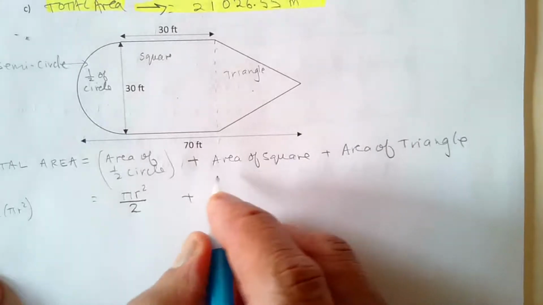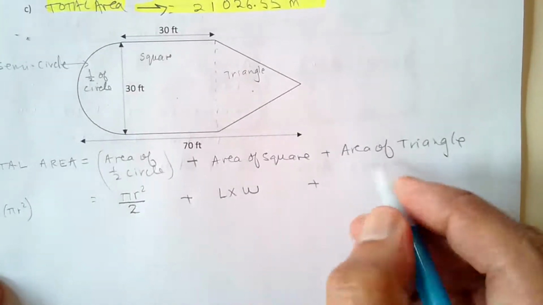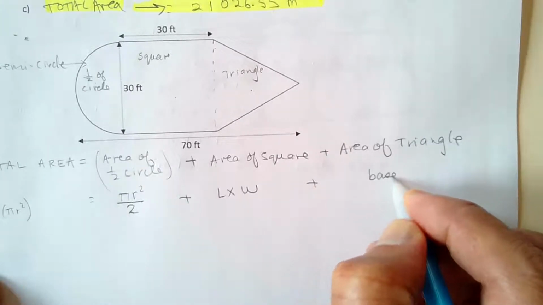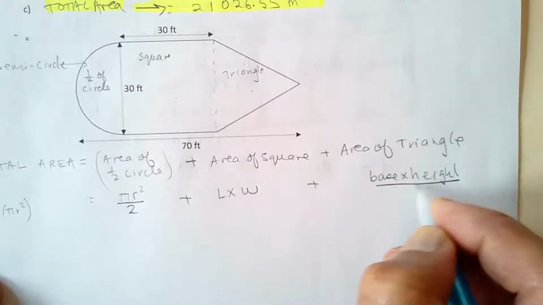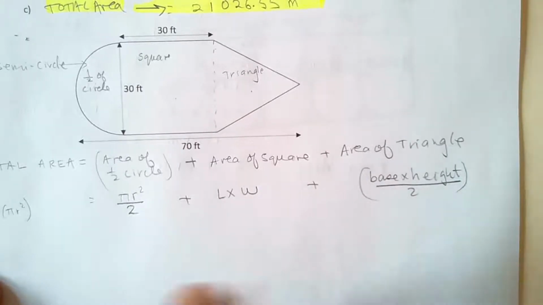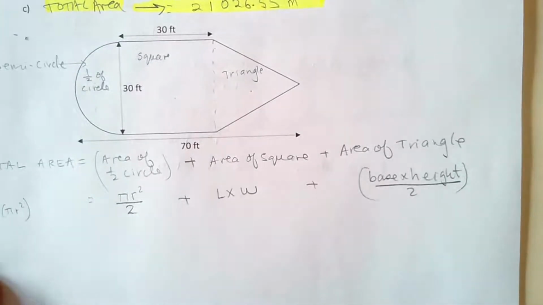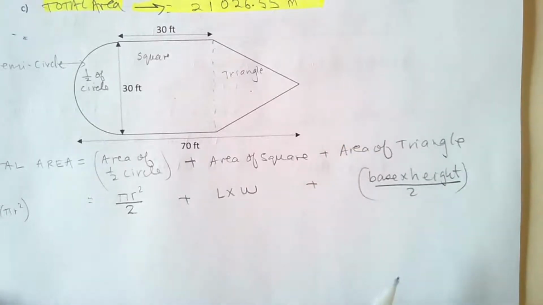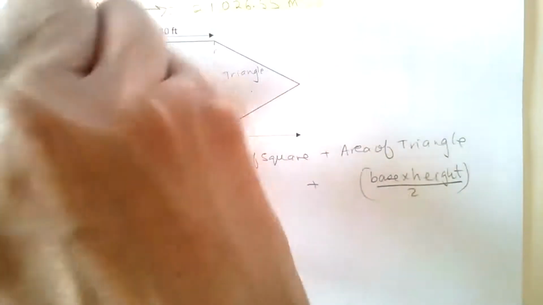Plus, area of the square is length times width. Area of a triangle is your base multiplied by the height divided by 2, or half the base times height. So let's look at each section. Now I'm going to remove this here. We know this is half a circle.